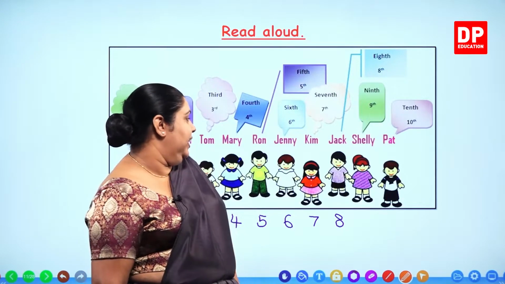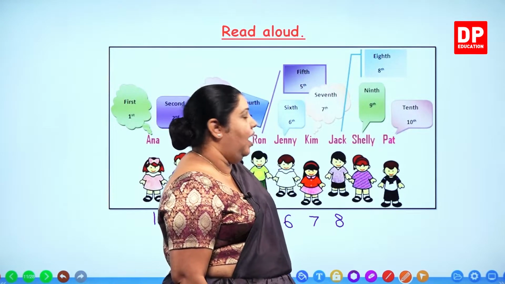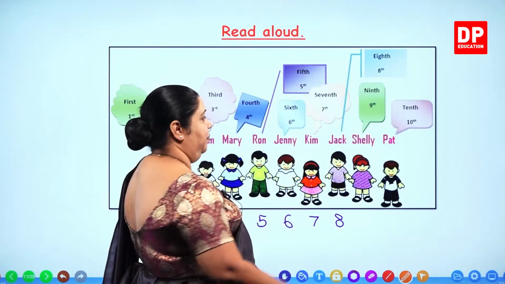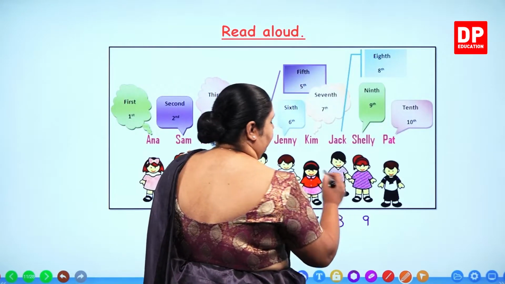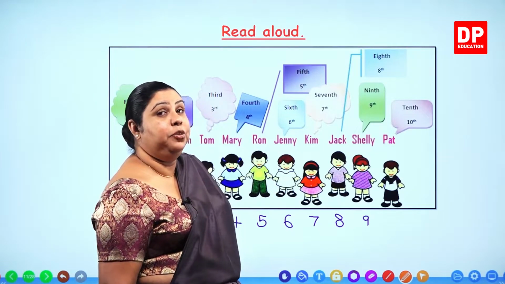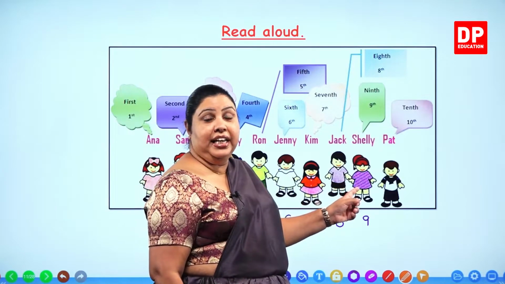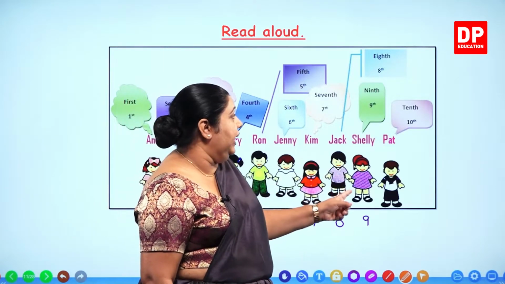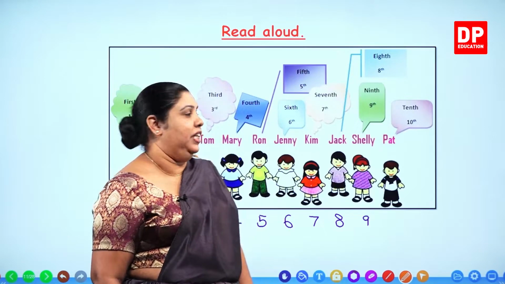Eighth, we say. Next we have Shelley. Number 9. She is in the 9th position. Shelley is a girl, so she is in the 9th position.